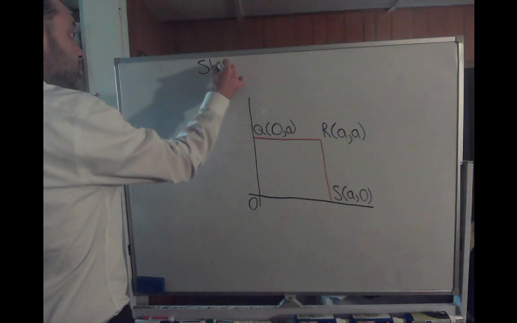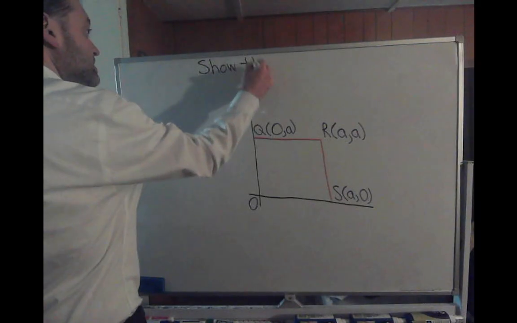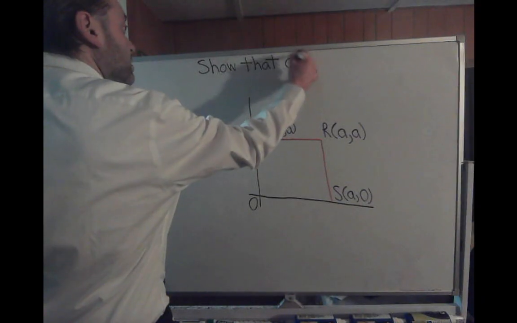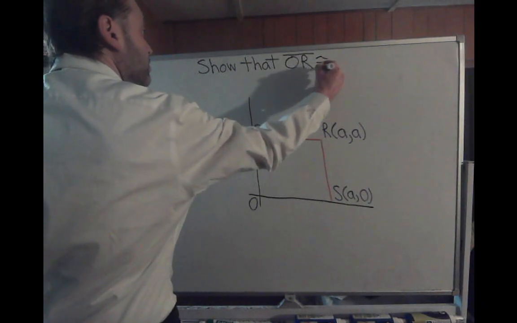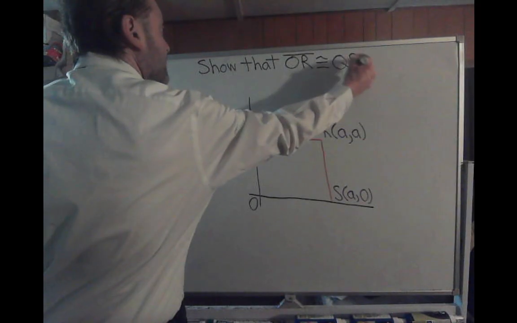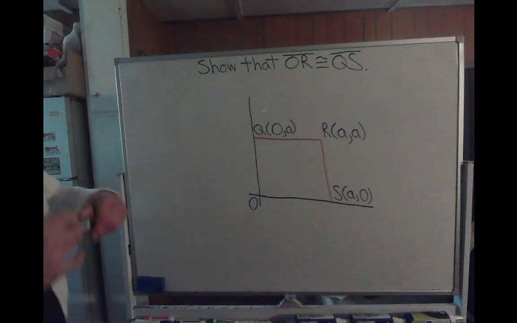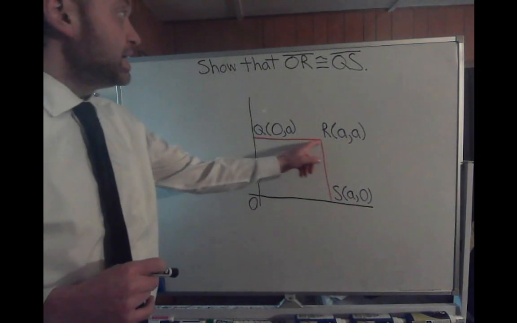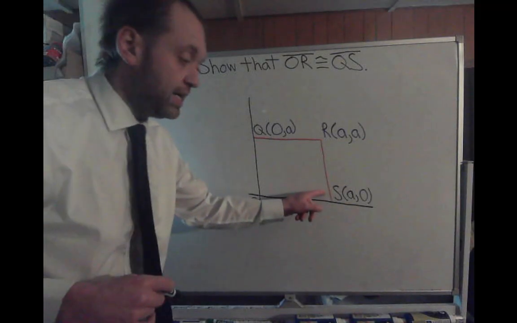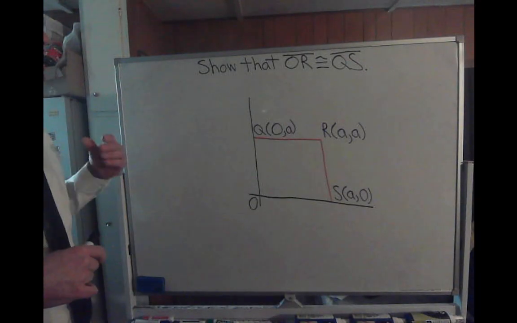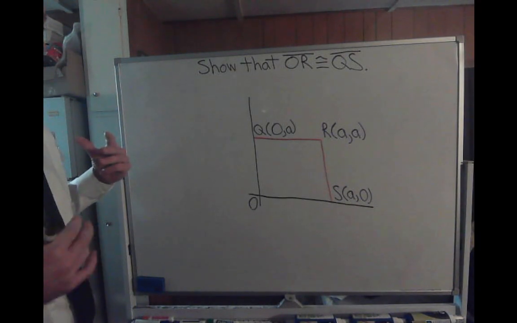Show that segment OR is congruent to segment QS. Alright, so we want to show that segment OR is congruent to segment QS. Well, we want to show this, right?